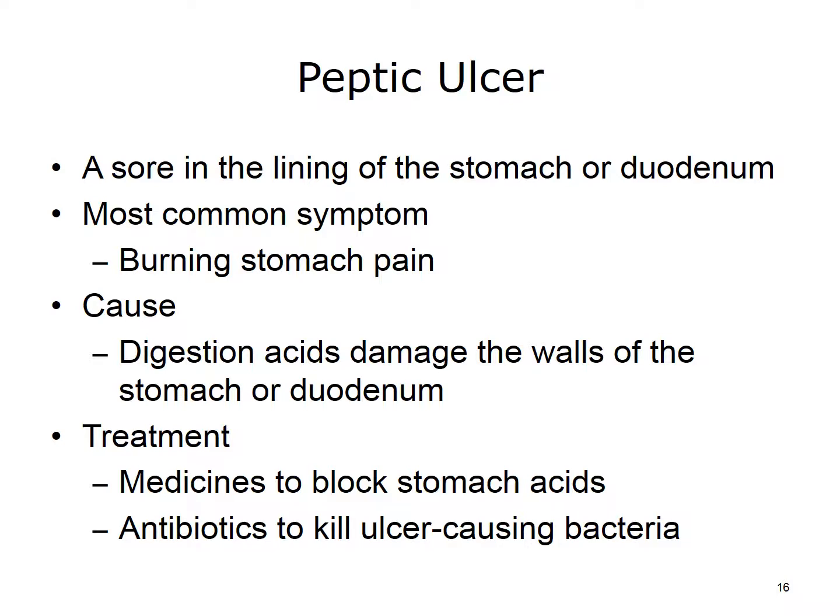A burning stomach pain is the most common symptom. This pain may come and go for a few days or weeks. It may also bother you more when your stomach is empty. The pain usually goes away after you eat. Peptic ulcers happen when the acids that help digest food damage the walls of the stomach or duodenum. Peptic ulcers will get worse if they are not treated. Treatment may include medicines to block stomach acids or antibiotics to kill ulcer-causing bacteria.